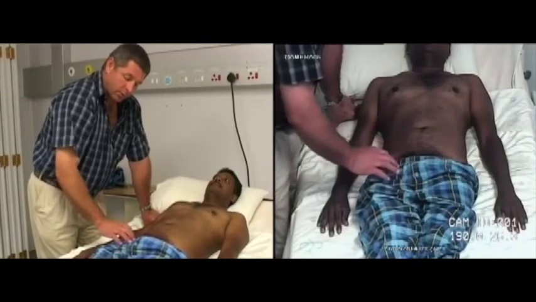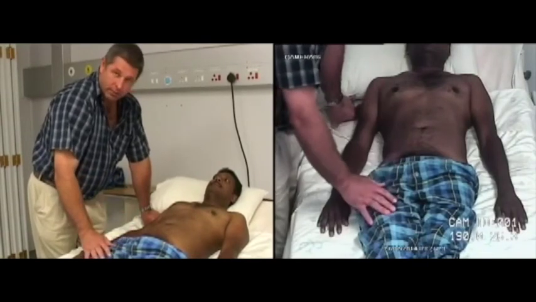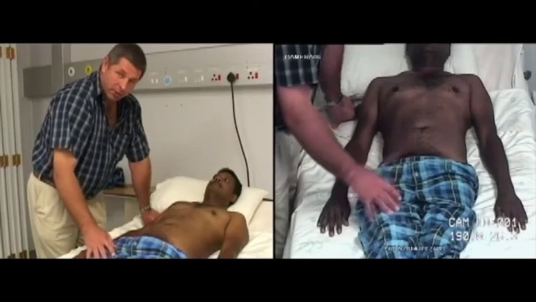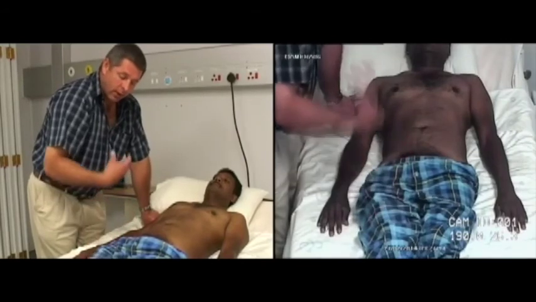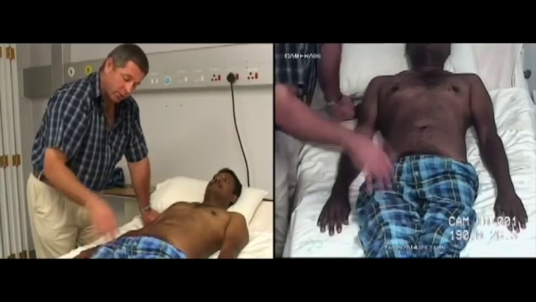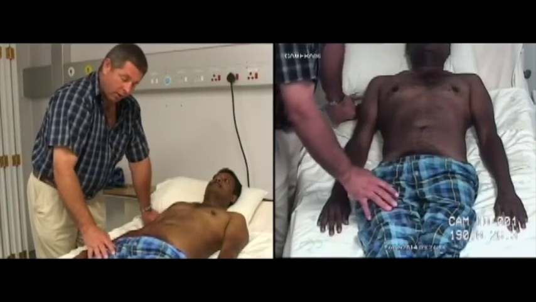And then also remember to do a rectal examination as part of your abdominal examination to detect any enlarged prostate or any tumor that's situated in the pouch of your pelvis.